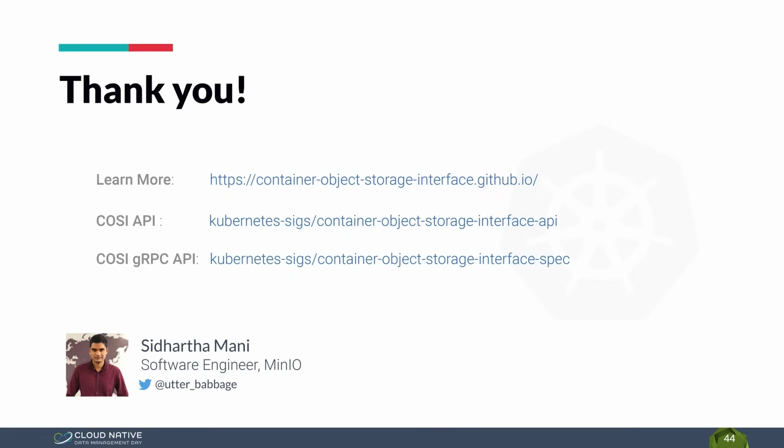And finally, we also have weekly meetings where we discuss the architecture and progress of COSI. Currently it's an alpha level API, and during the regular course of Kubernetes development it aims to become beta and V1. You can find out the details about our weekly meetings on that website.